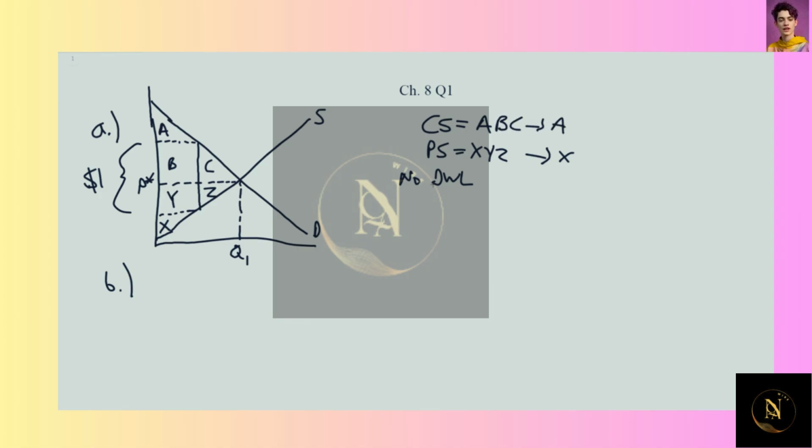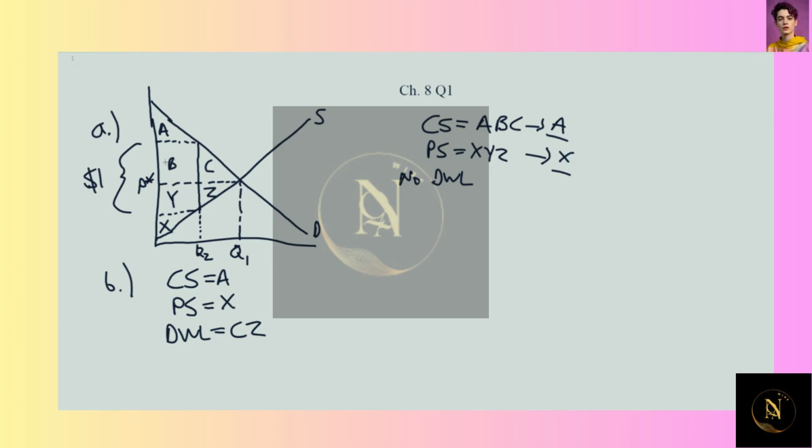And there was no deadweight loss before. But in part B, we see that we have these new values for consumer surplus and producer surplus. In addition to that, we have this triangular region here to the right of the new equilibrium quantity. This region CZ, which forms a triangle, is our deadweight loss due to the imposition of the government tax.